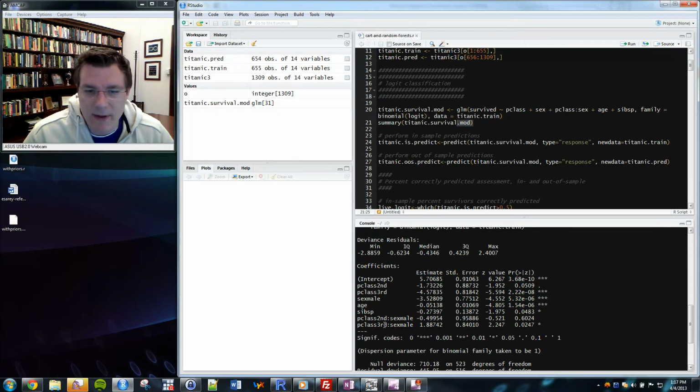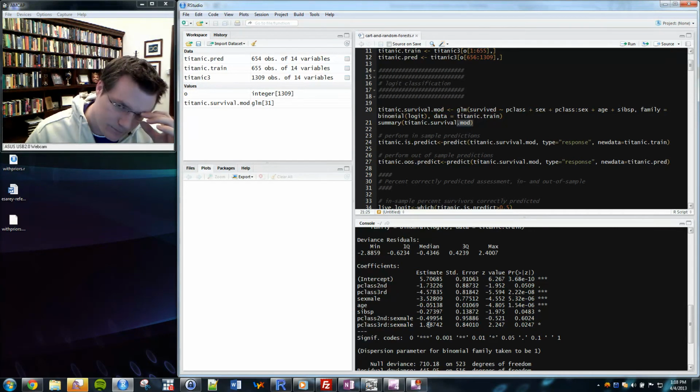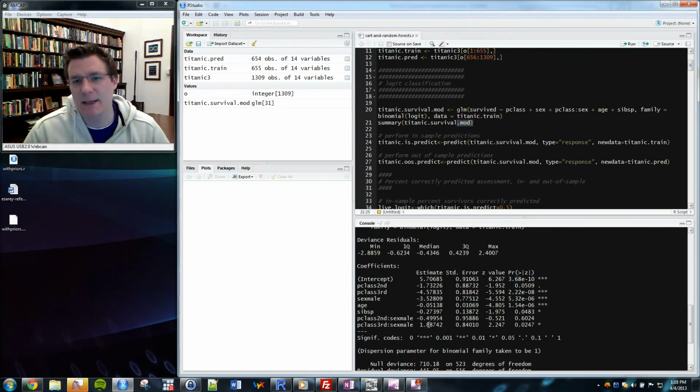Oh, and one more thing, an interaction between the class of ticket and gender, on the theory that females may have gotten off even if they were in second or third class, but males were more likely to die in second or third class. So we allowed the model to take on that flexibility.